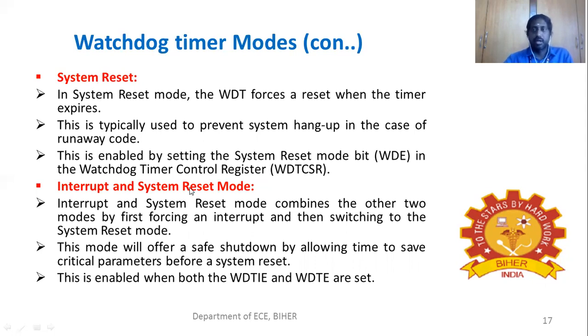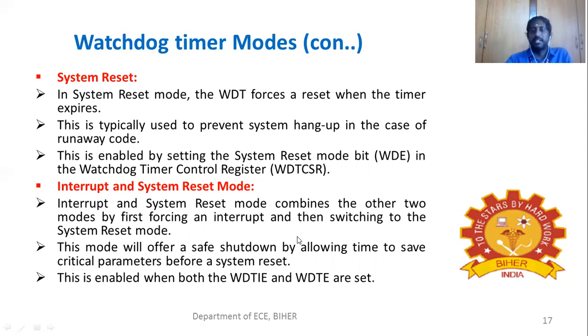And the third mode of operation is interrupt and system reset mode. Interrupt and system reset mode combines the other two modes by forcing an interrupt and then switching to the system reset mode. This mode will offer a safe shutdown by allowing time to save critical parameters before system reset. So it offers a safest shutdown.